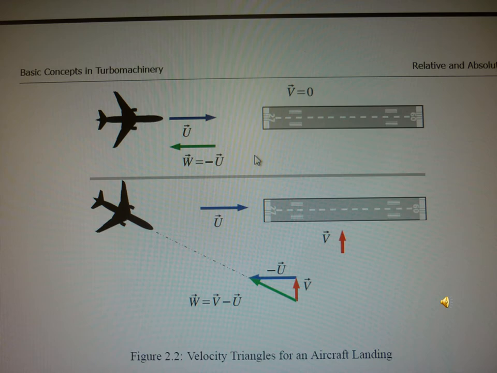Also, the aeroplane has a direction, so this is when the wind is directly opposed to the plane, and also there's a 90 degree direction, so far with the relative velocity. So, the velocity triangle for an aircraft landing, you can see in the picture.